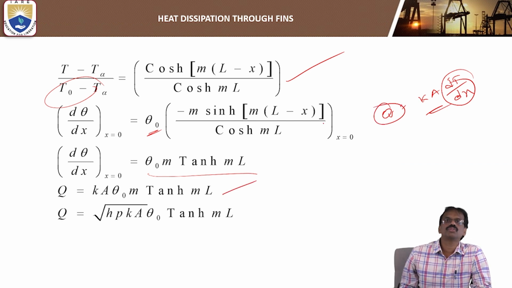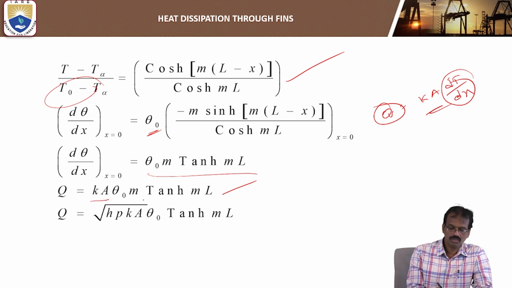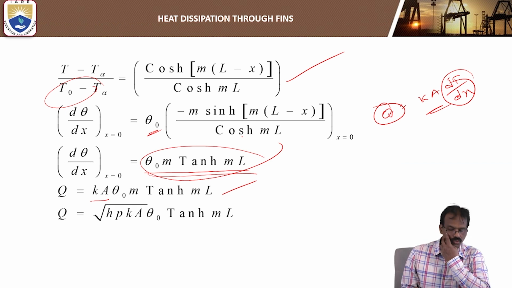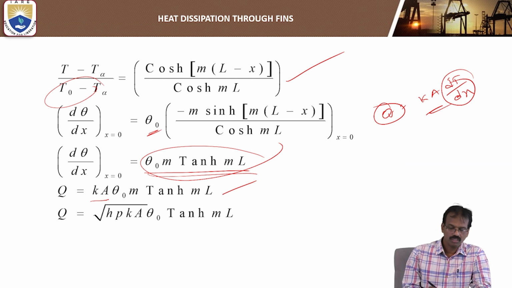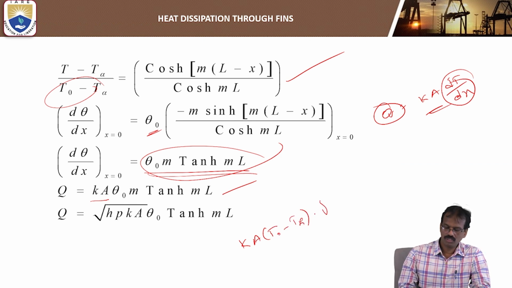Rate of heat transfer Q is equal to Ka into dt by dx, the total value. You can substitute here: theta naught into m into tanh ml. Here Ka into theta naught is nothing but T naught minus T infinity into m, where m is equal to under root of hp by Ka, into tanh ml.